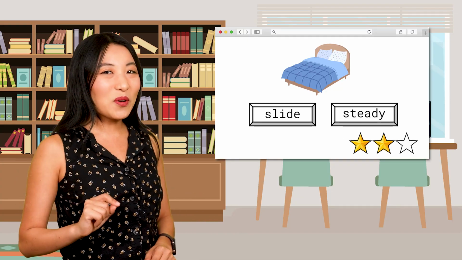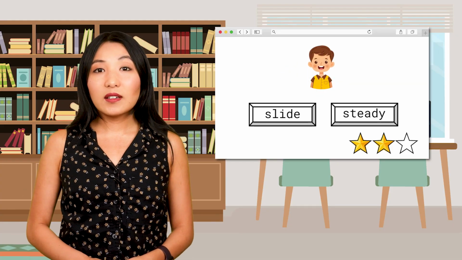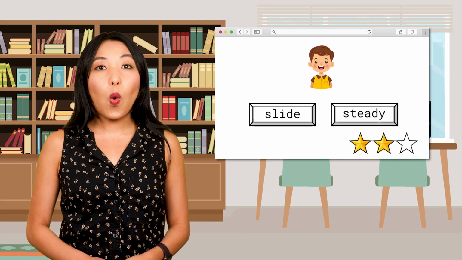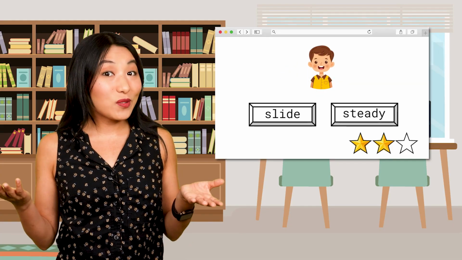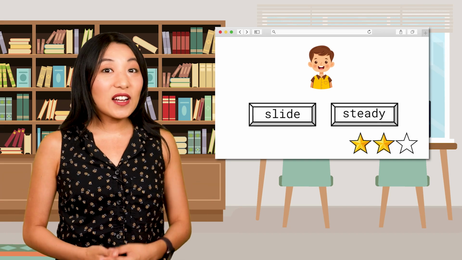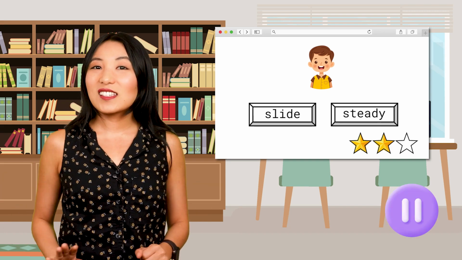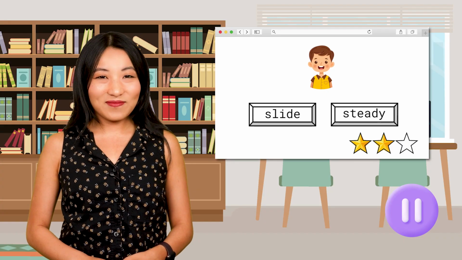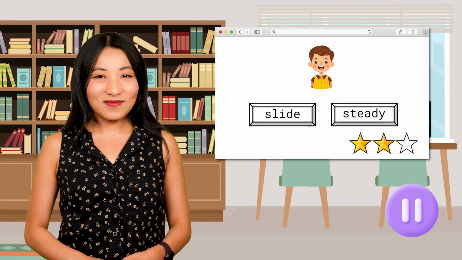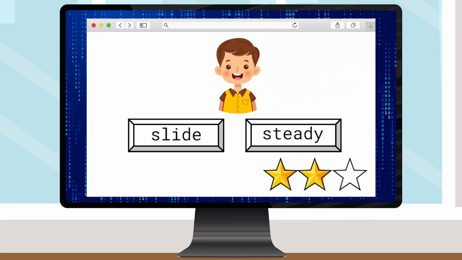Let's try one more. Boy. B-oy. What do you think? Does this word have a sliding vowel or does it stay steady? Pause here to decide and come back when you're ready. What do you think? Sliding or steady? This word has a sliding vowel.